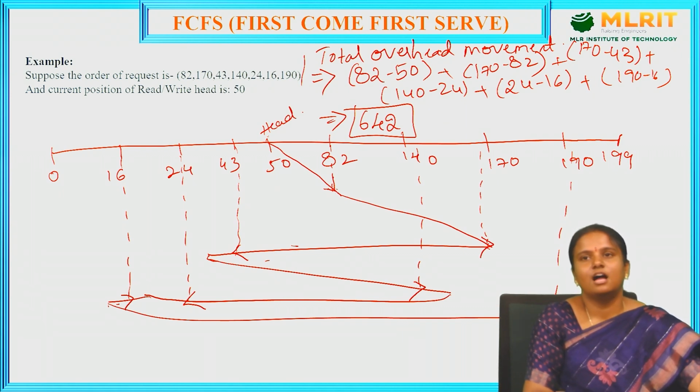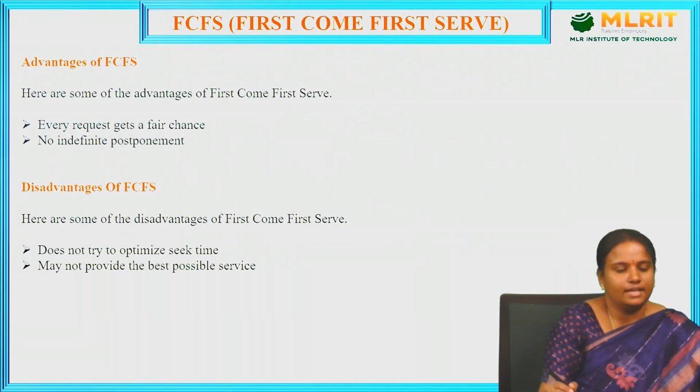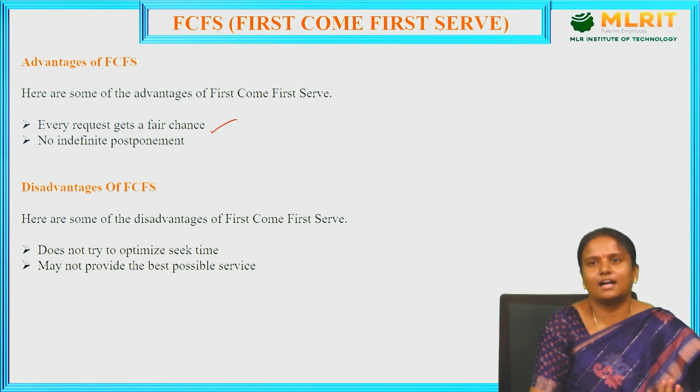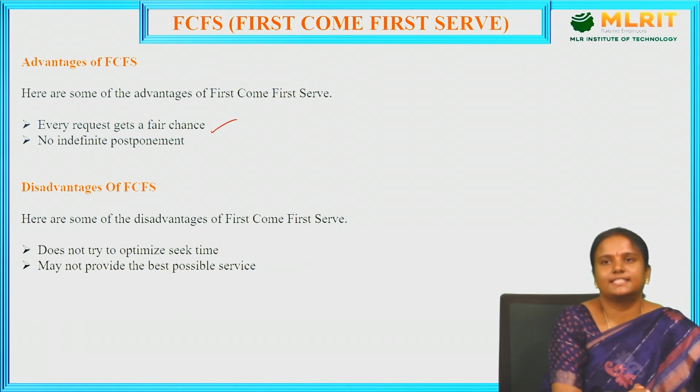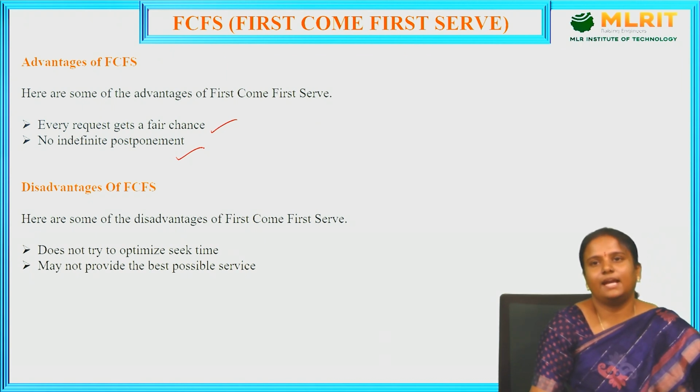Let us see the advantages and disadvantages of first come first serve. The advantage is that every request gets a fair chance. Why? Whenever a request is placed, is there any error or interference between two requests? No. The request which comes first, we place first, because no other request is waiting or already placed. So every request gets a fair chance. There is no indefinite postponement; postponement never happens in FCFS.